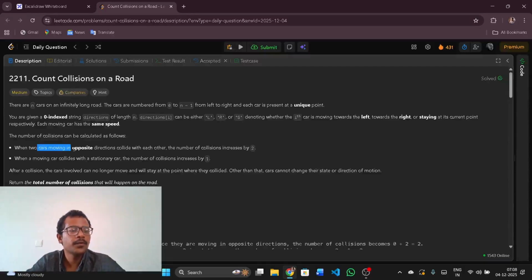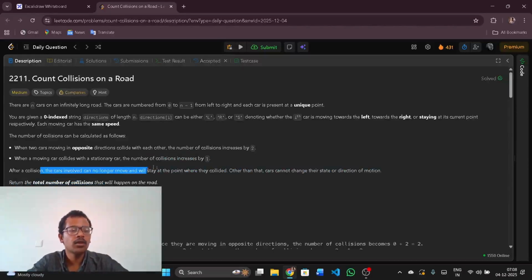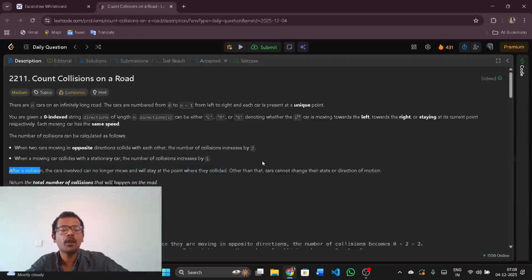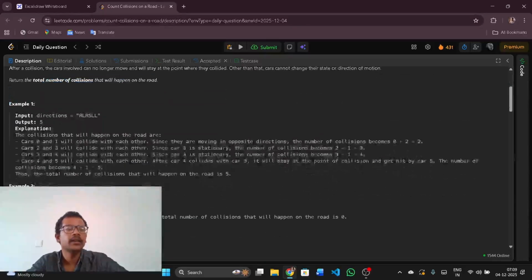The number of collisions can be calculated as follows. When two cars moving in opposite directions collide with each other, the number of collisions increases by 2. When a moving car collides with a stationary car, the number of collisions increases by 1. A car staying at its current position is a stationary car. So if two moving cars collide, it increases by 2. If one car collides with a stationary car, it increases by 1. After a collision, the cars involved no longer move and will stay at the point where they collided. Other than that, cars cannot change their state or direction of motion. Return the total number of collisions that will happen on the road.